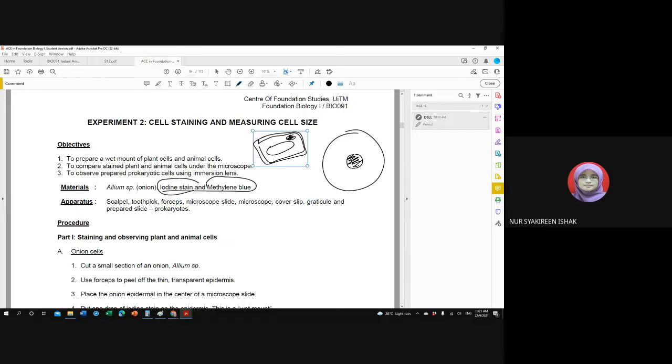So if you dye the cell, under the microscope you should be able to observe the presence of the nucleus. If you do not use these two dyes, you won't be able to observe the nucleus. You can only observe large organelles under a light microscope, such as the nucleus, and for plant cells, apart from the nucleus, you can observe the presence of chloroplast.